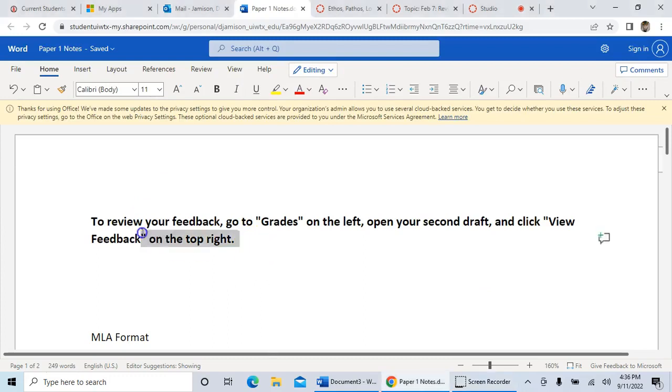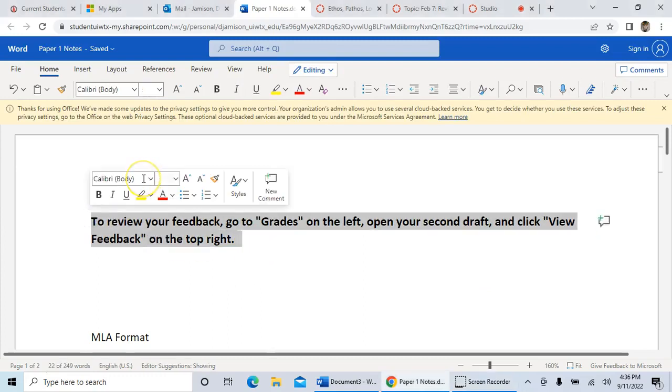You can see instructions for how to find the feedback that I gave you on your paper. So to review your feedback, go to Grades in Canvas for our class. On the left, open the second draft and then click View Feedback on the top right. Go ahead and pause the video now and look through all of your feedback. And see what it is that I told you guys to do.